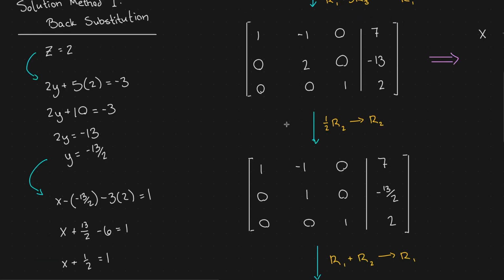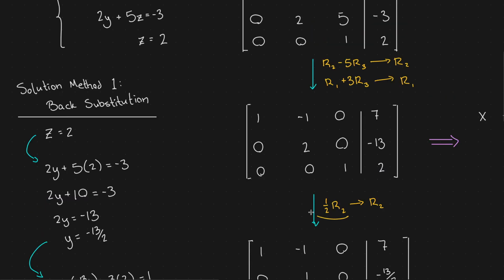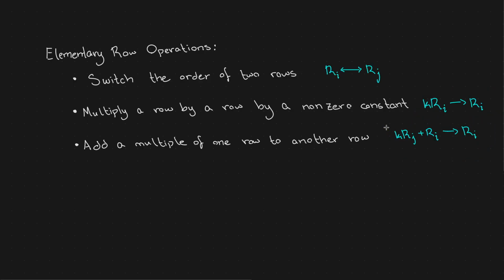So let me just show you these two. Here we're multiplying a row by a non-zero constant, right? In this case, the non-zero constant's half. And then in both of these, we add a multiple of one row to another row and store it in that second row. So each one of these preserves the solution to the system.